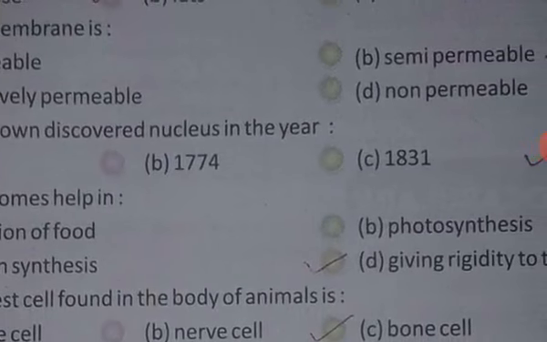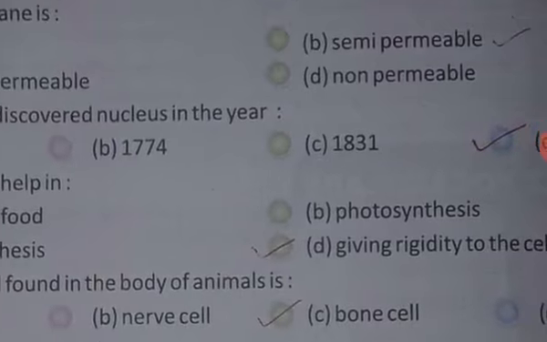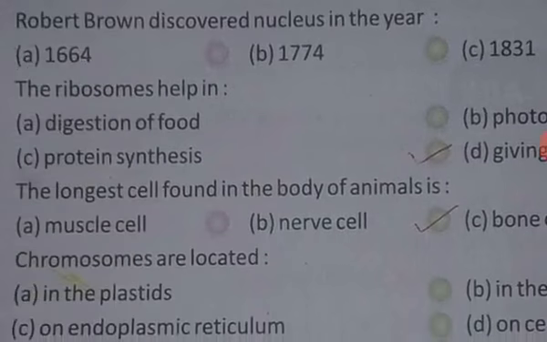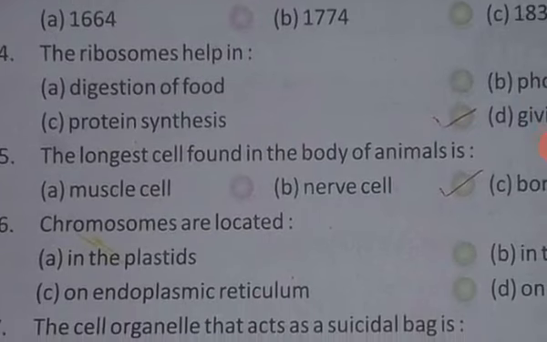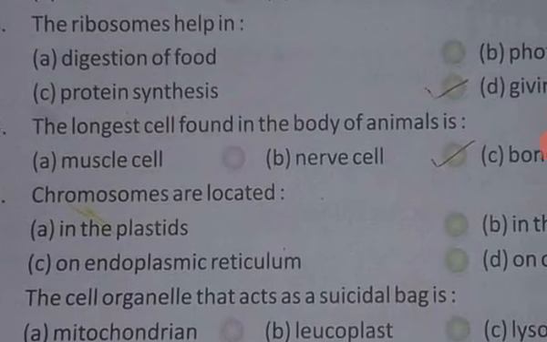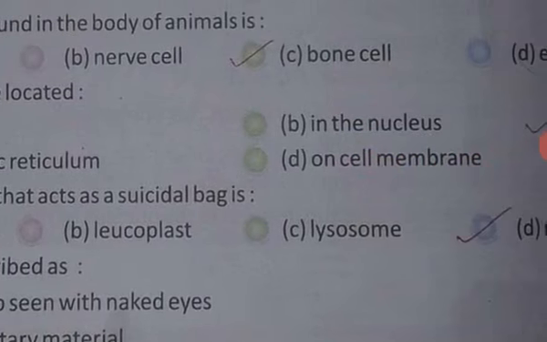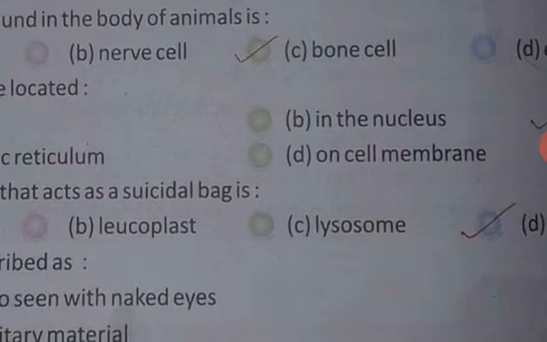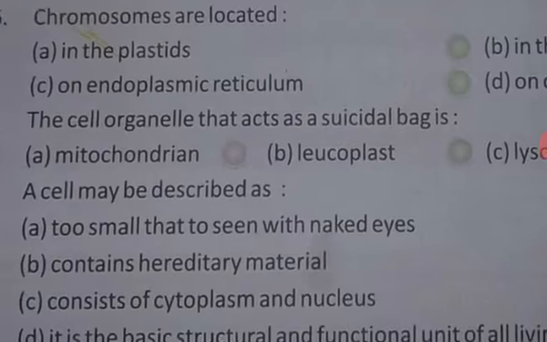And the first is MCQ. Plant cell wall is made up of cellulose. Correct answer is cellulose. Plasma membrane is semi-permeable membrane. And the third is Robert Brown discovered nucleus in the year of 1831. And the fourth is the ribosomes help in the protein synthesis. And the largest and the longest cell found in the body of the animal is nerve cell.